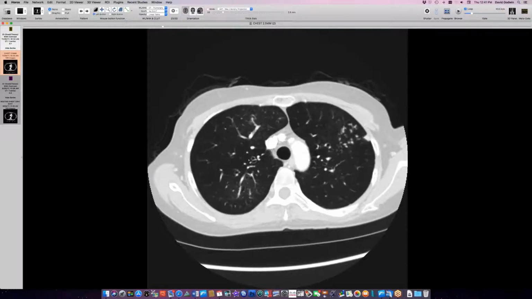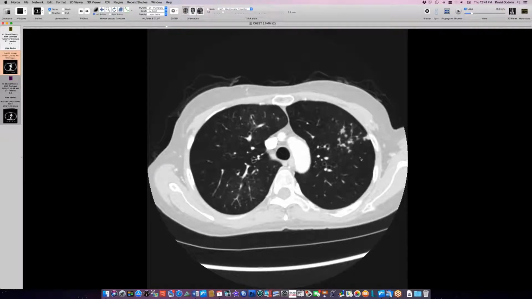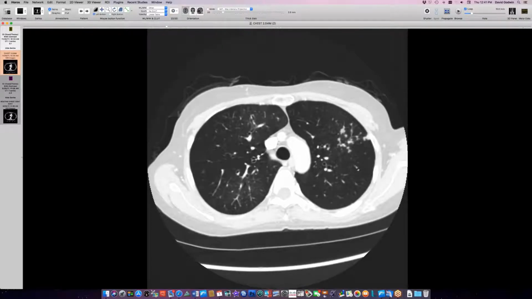If you look on the left now, we have some very nice tree-in-bud opacities. So this indeed is, as you are probably suspecting, mycobacterial disease. This was an atypical mycobacterium, M. fortuitum. So we have mycobacterial infection in the setting of constrictive bronchiolitis. Before I post this case, I'll get my history straight and find out whether this was a stem cell transplant or a lung transplant.